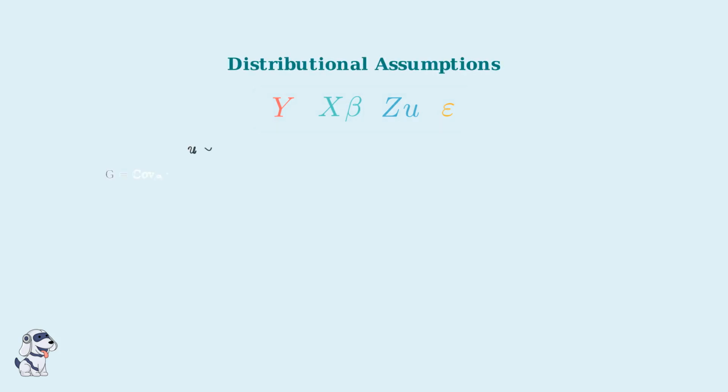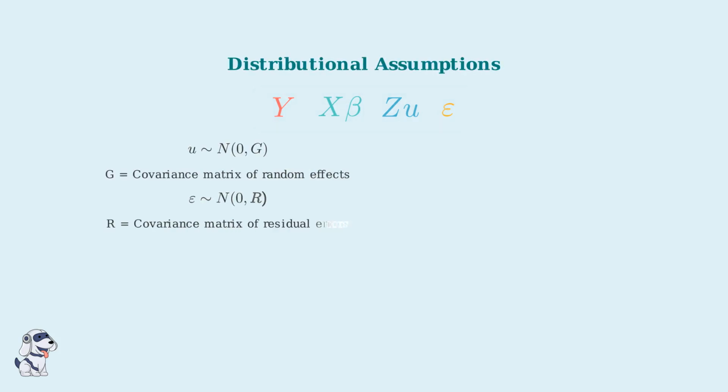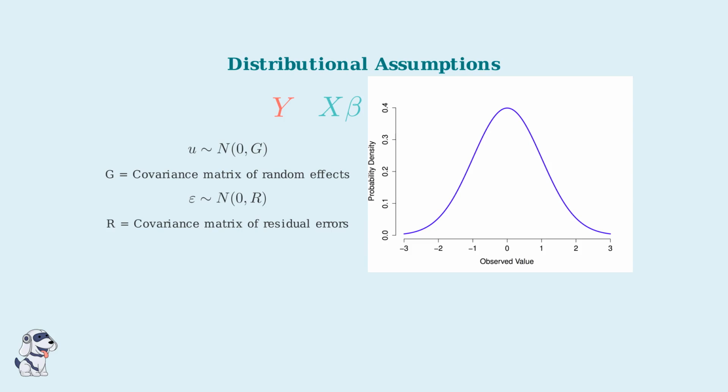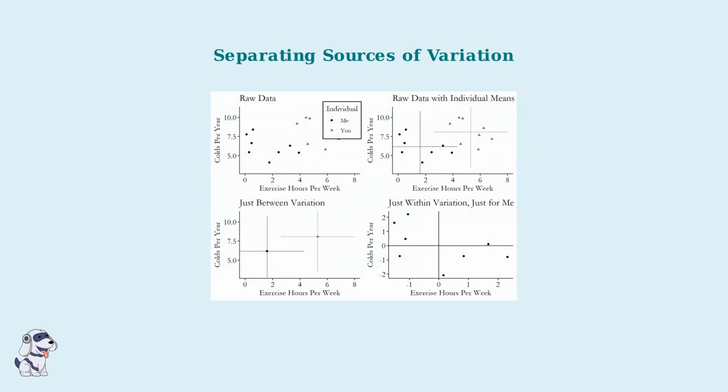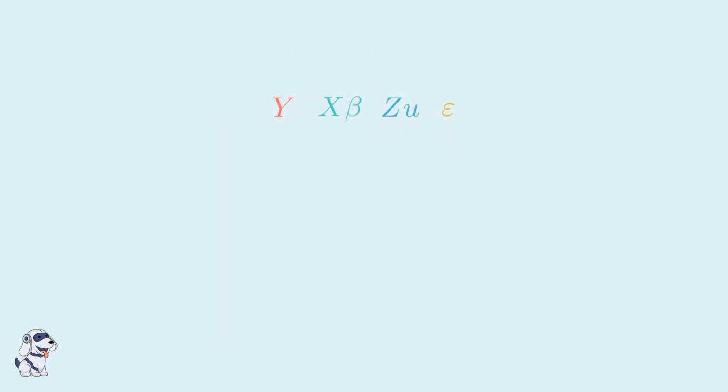Linear mixed models make important distributional assumptions. The random effects u follow a normal distribution with mean 0 and covariance matrix G, while the residual errors epsilon also follow a normal distribution with mean 0 and covariance matrix R. This mathematical framework allows us to separate different sources of variation in our data. We can distinguish between systematic patterns that apply to everyone, individual differences between subjects, and random measurement error.